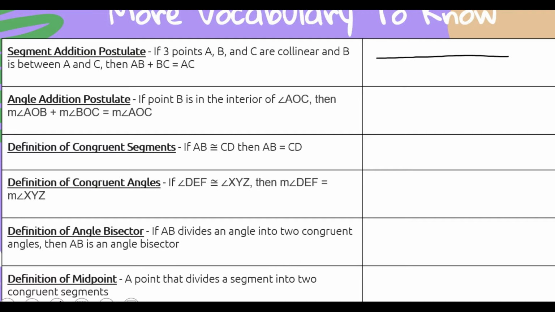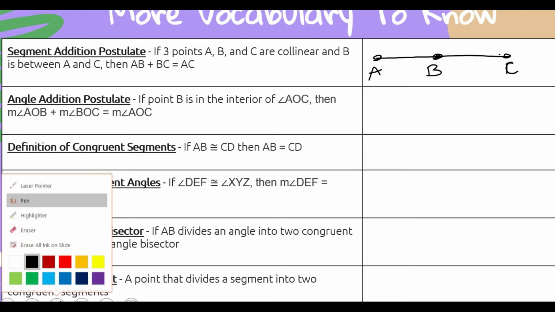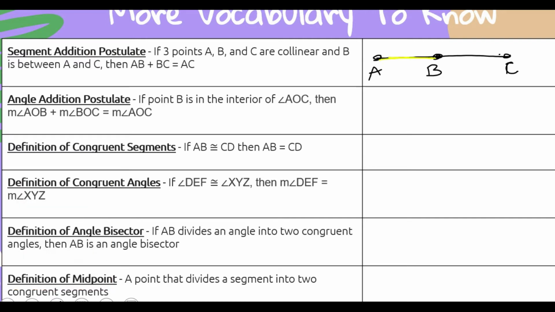I'm going to draw a line the best I can. All right. I've got A and B, and C, and B is supposed to be in between those two. So segment addition postulate is just saying that whatever the measurement from A to B is, if we add that to whatever the measurement from B to C is, then it's going to give us the entire measure of that segment. Alright, so now we'll talk about angle addition postulate.